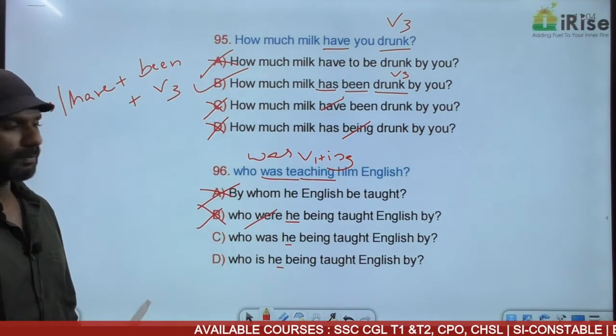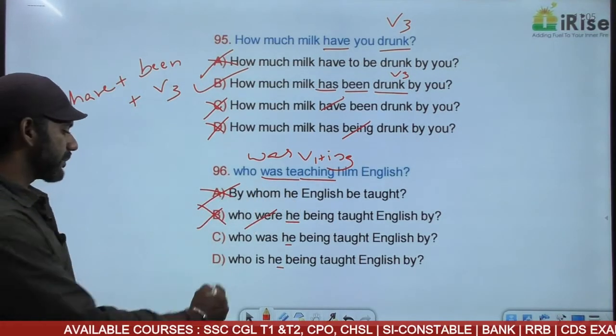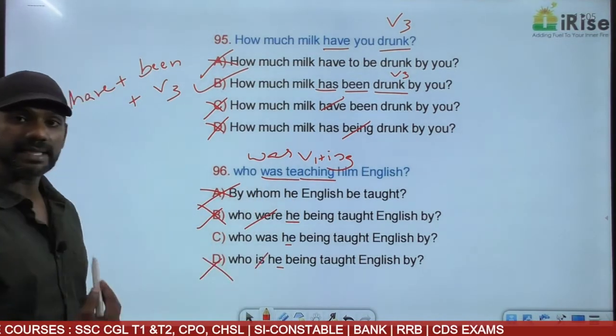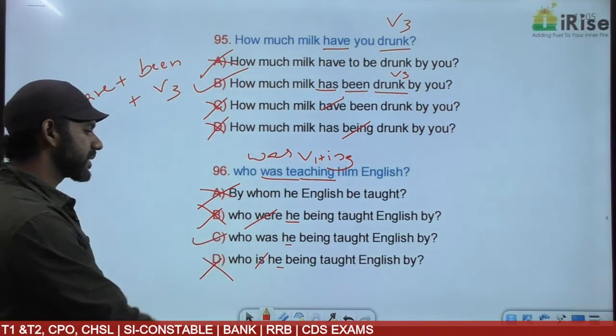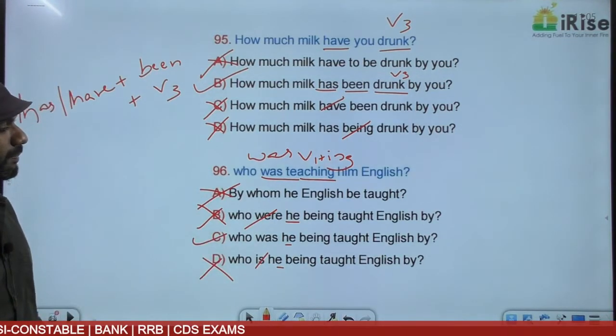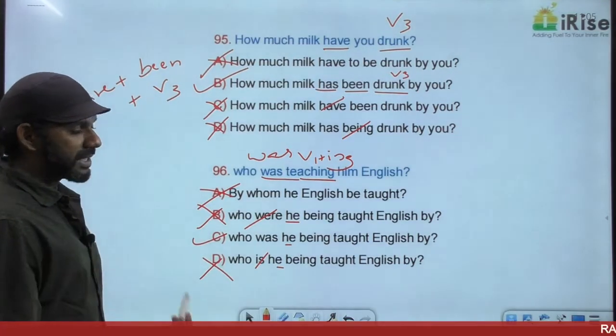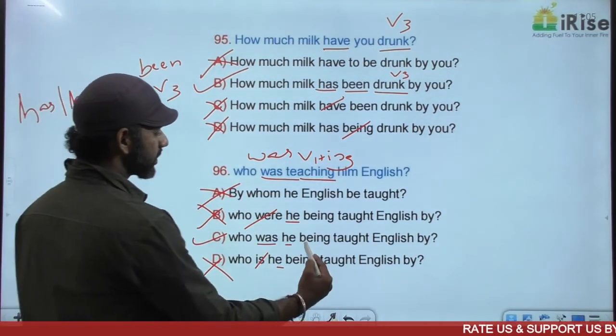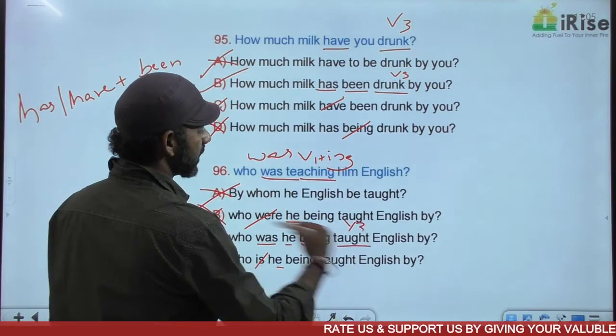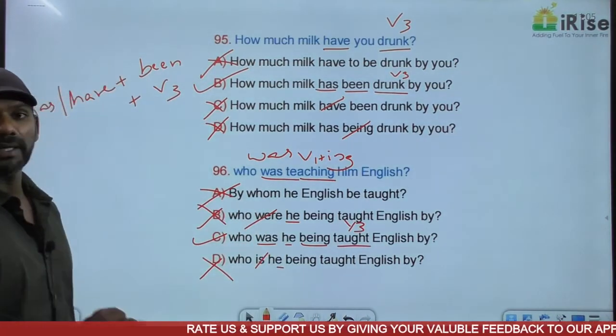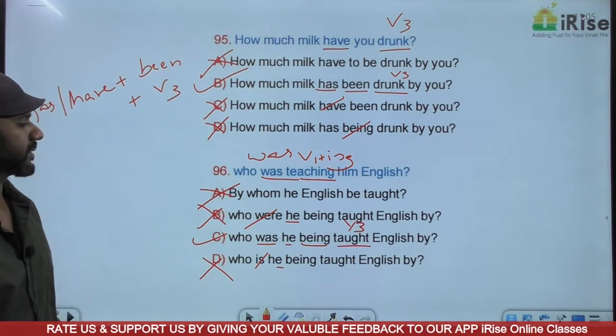B says were, plural. Past continuous. Based on that, D is eliminated. D says is, present tense. The answer must be C. Who was he being taught English by? Was plus being plus V3 is past continuous in the passive voice.